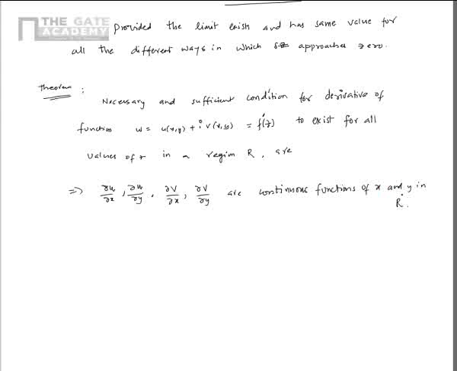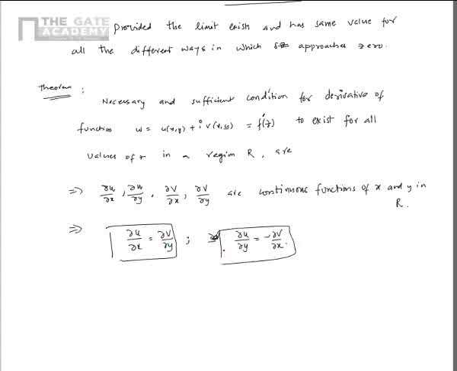Okay, so that is the first condition, and the second condition is that the derivatives have to be equal. I mean, dou u by dou x has to be equal to dou v by dou y, and dou u by dou y has to be equal to minus dou v by dou x. These are the two important conditions.